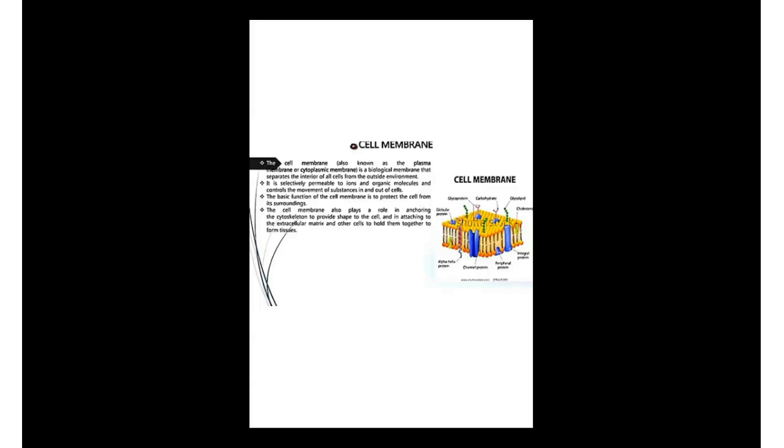So depending upon what kind of ions can penetrate through that selectively permeable membrane, they will show the effect. Okay. The basic function of the cell membrane is to protect the cell from its surroundings. Whatever may be the environment in the surrounding, the cell membrane protects. The cell membrane also plays a role in anchoring the cytoskeleton to provide shape to the cell.